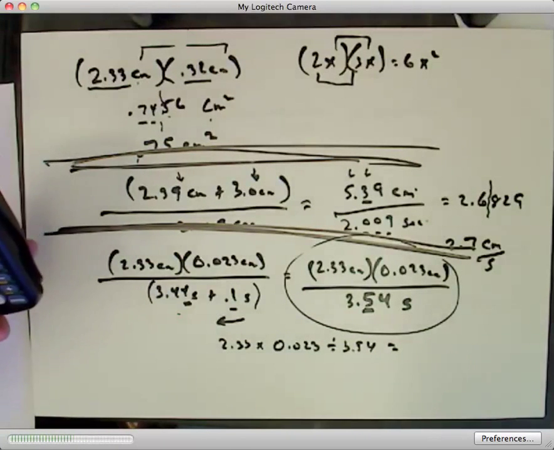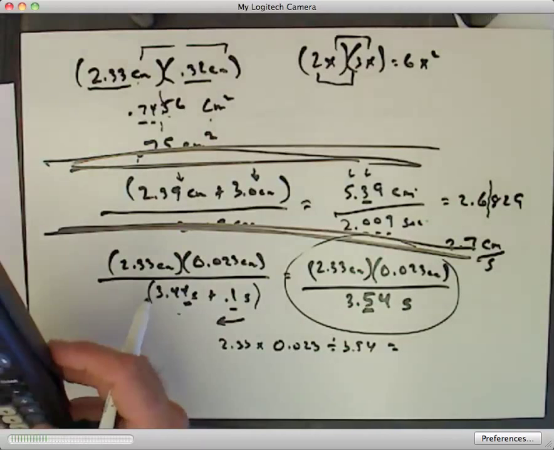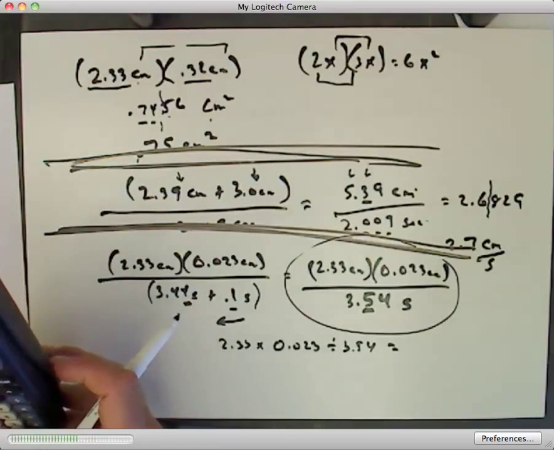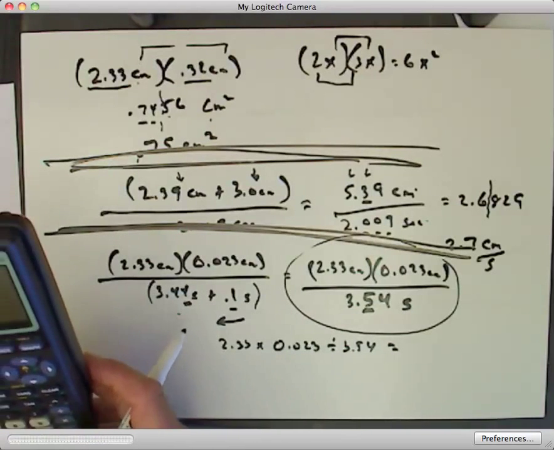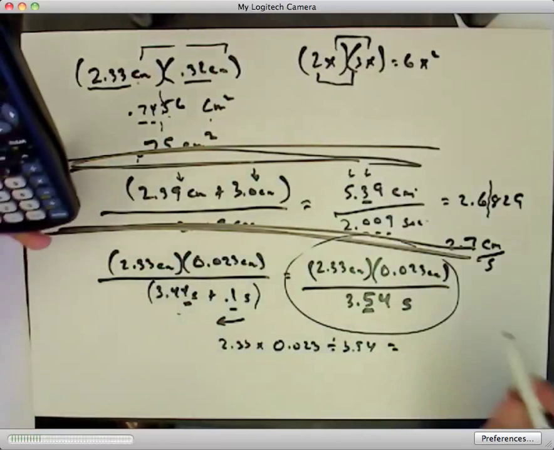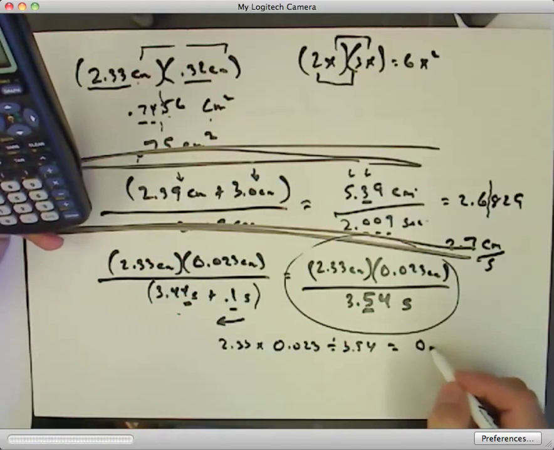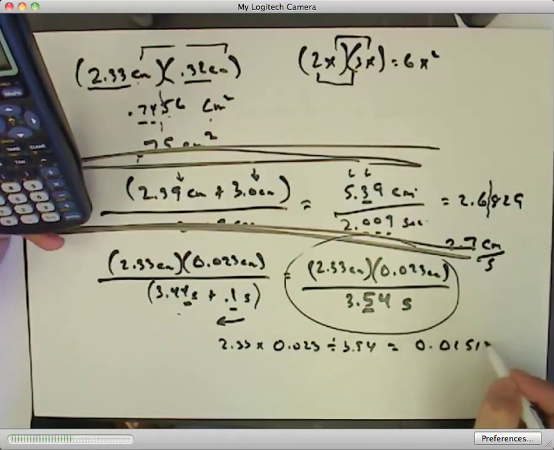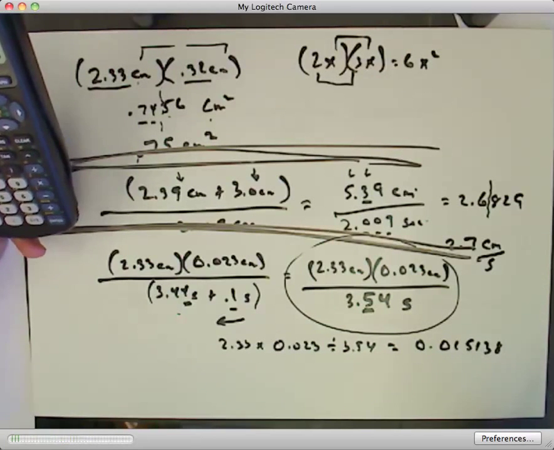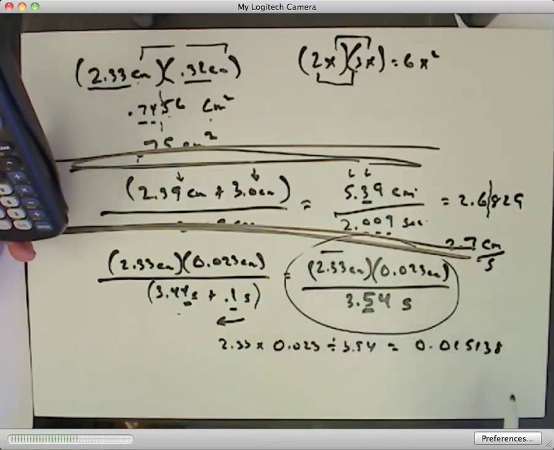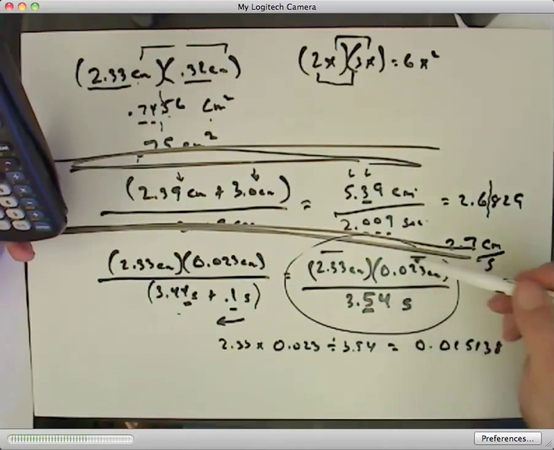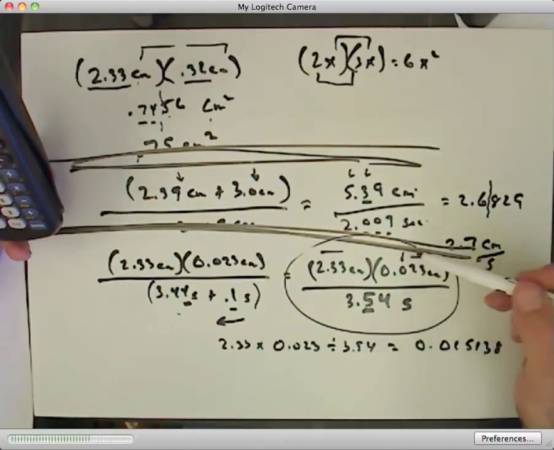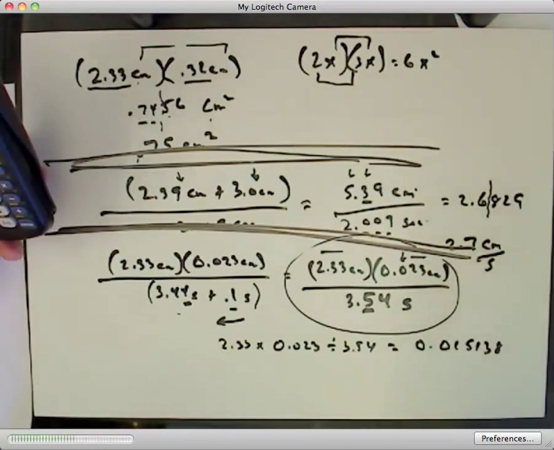So let's do that. 2.33 times 0.023 divided by 3.54, and I get 0.015138 and some more digits. Okay, so this has 3 sig figs. This only has 2. So today we learned, or we're reminded, that that 0 right there is not a significant figure. It's just a decimal placeholder.